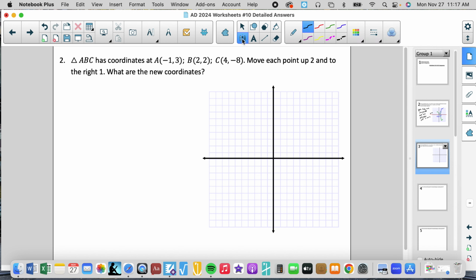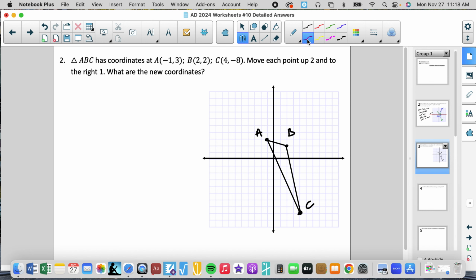So triangle ABC has coordinates -1, 3. Hey, I've heard of that before. A is 2, 2. Hey, I've seen this one before. And 4, -8. We've seen these very similar. Let's draw. This is the original triangle ABC. Move each point up 2 and to the right 1. What are the new coordinates? Okay, that's nice and fun and easy.